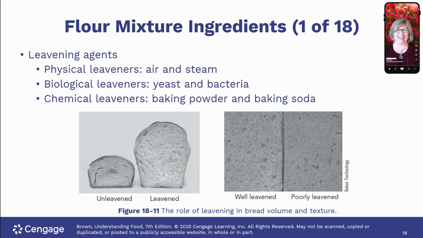One way that we can use air as a leavener would be by incorporating air into an ingredient that then gets combined with the flour mixture, such as egg whites that are beaten to a stiff peak or a soft peak even. But if you carefully fold that into your mixture, the air that's trapped in the egg whites because of that protein will work as a physical leavener for your product.